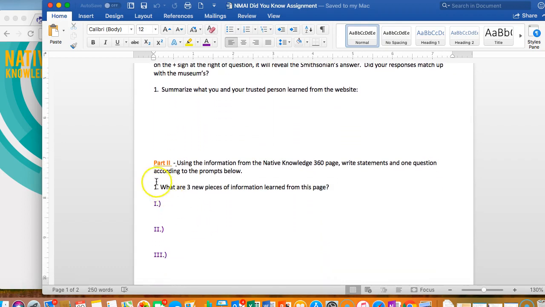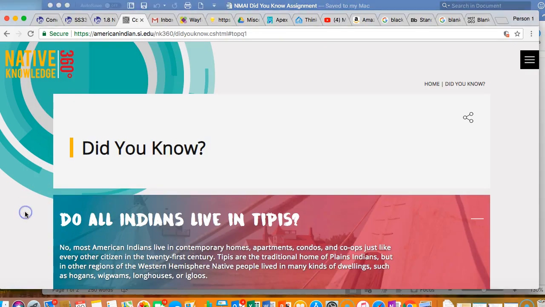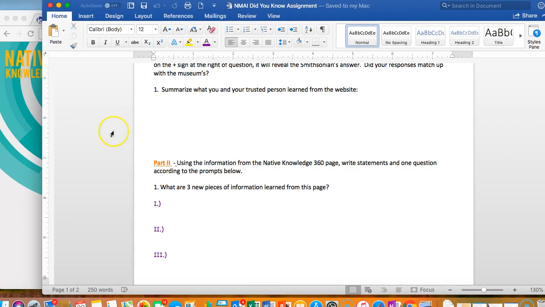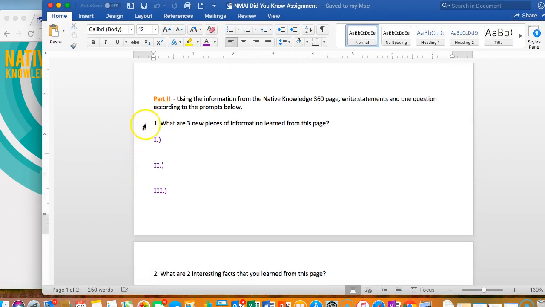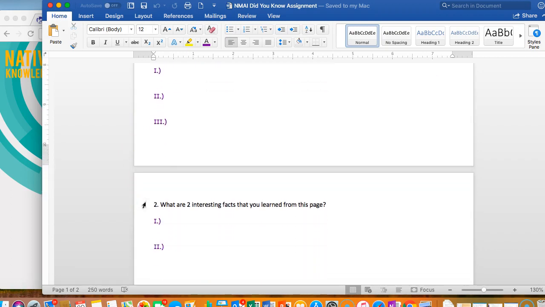On to part number 2. It says using the information from the Native Knowledge 360 page, write statements and one question according to the prompts below. So the first part of part 2, what are 3 new pieces of information that you learned from this page? Now your trusted person that you had the conversation with, they're out of the assignment now. You can tell them, thank you for having the conversation with me. Now I have to do this part by myself. So what are 3 new pieces of information that you learned from this page? You'll write those there.